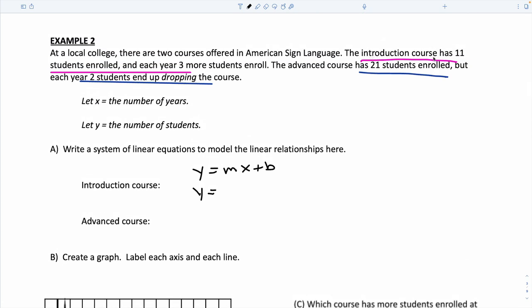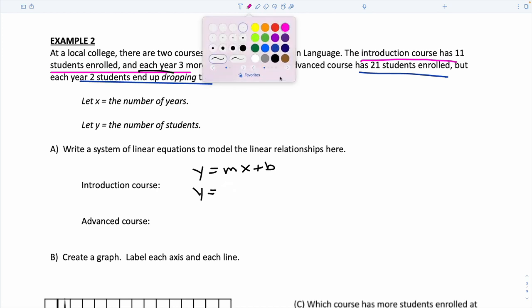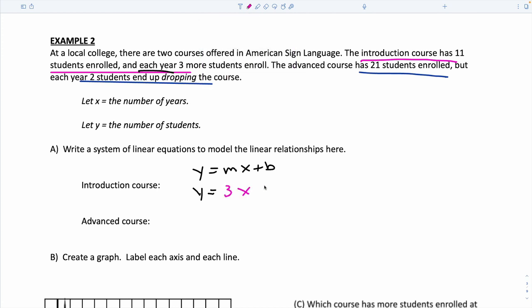What number would be repeating? Which one stays the same? Annalise, 11 or 3 is repeating? 3 more students enroll each year is your key. I agree with that. Let's put 3x. So they're growing, they are increasing, it's positive. 11 would then be the y-intercept.